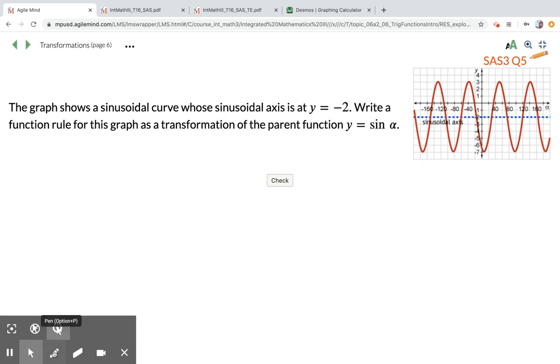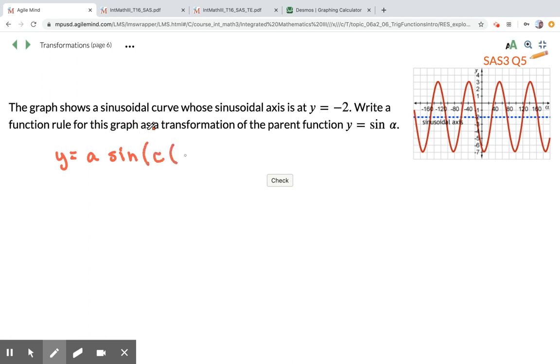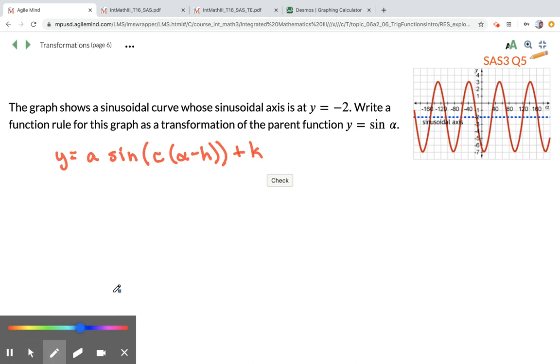All right, to help me do this, because I'm about to lose my mind, just over here I'm going to write the original, right? We had y equals a times the sine of c times alpha minus h, and then a big plus k. I'm just doing this to help me figure out all my pieces and where everybody goes, because there is a lot happening here. There's definitely a lot happening here.